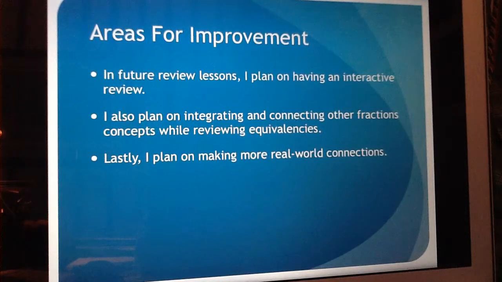Lastly, I plan on making more real-world connections. This was something that I did at the beginning of our fractions unit, but it is definitely something that I should continue throughout the fractions unit. For example, using the idea of a pizza or a pan of brownies to show fractions.